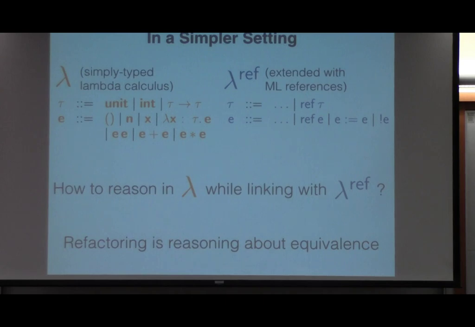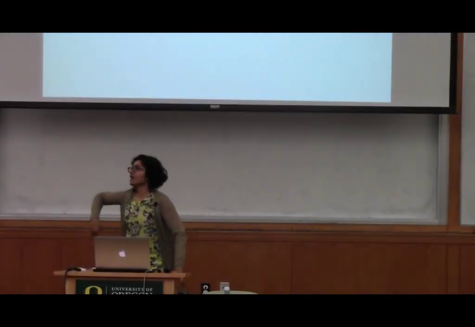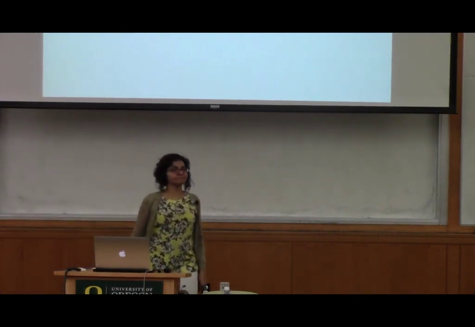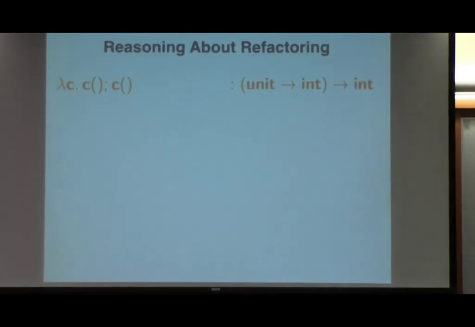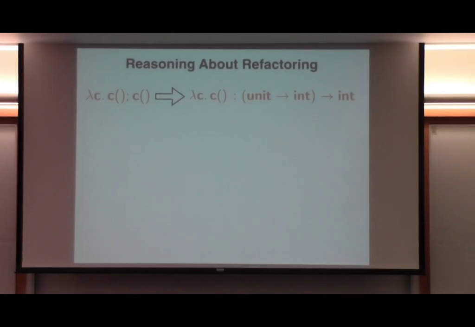I've already said that refactoring is about equivalence. Here is an example. Suppose that I wrote this code. It is a function that has a counter and it calls the counter twice. The type of this function is that it takes a unit arrow int function and returns int. Now, I would like to refactor it to this one, where I call C once. In the simply typed lambda calculus, which is what my orange language is, is it okay for me to do this refactoring?